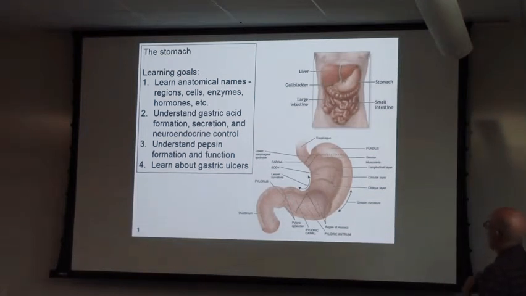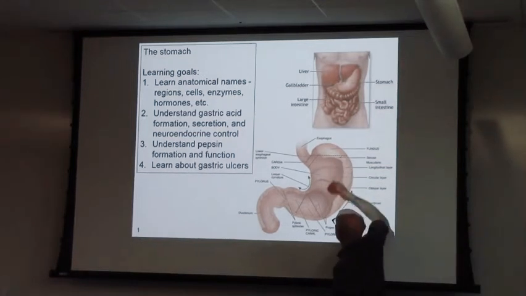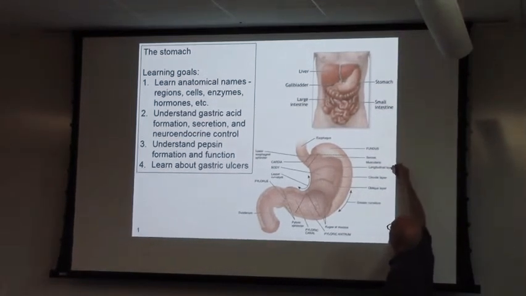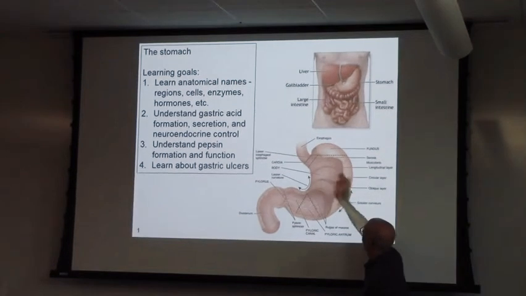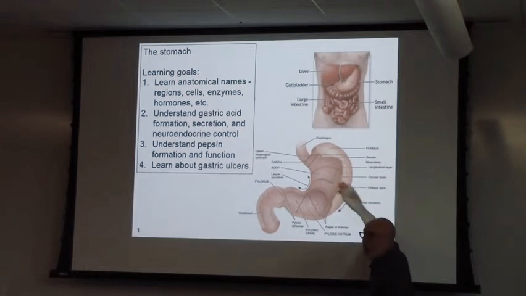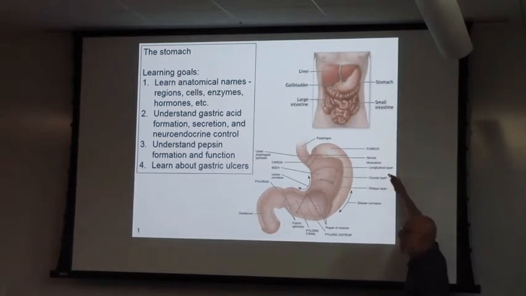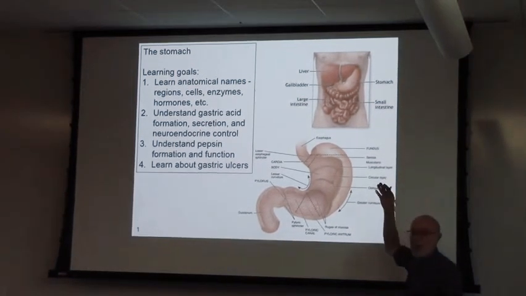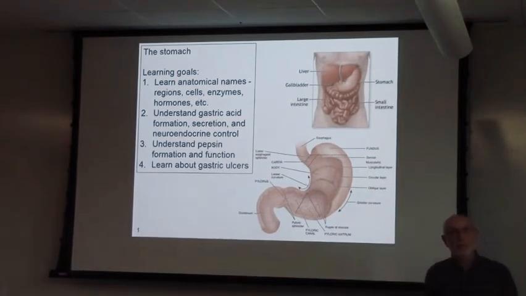Then there's some other things to know. There are layers of smooth muscle on the outside of the stomach. 3 layers: muscles that are arranged longitudinally, called longitudinal muscle; muscles that are arranged circularly, called circular muscles; and muscles that are arranged at an angle, called oblique muscles. Knowing those 3 names is pretty easy.